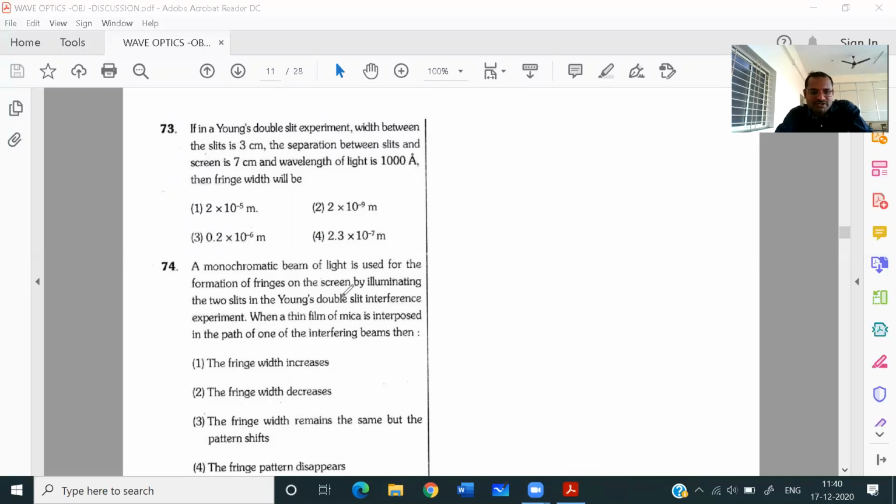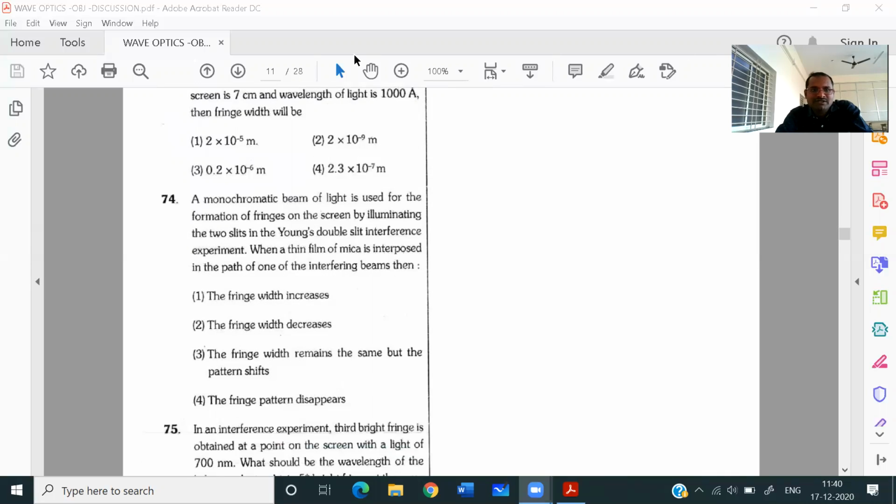One more question is there. Let us solve, one minute. Question number 74. A monochromatic beam of light is used for the formation of fringes on the screen by illuminating the two slits in Young's double slit interference experiment. When a thin film of mica is interposed in the path of one of the interfering beams, then fringe width increases.